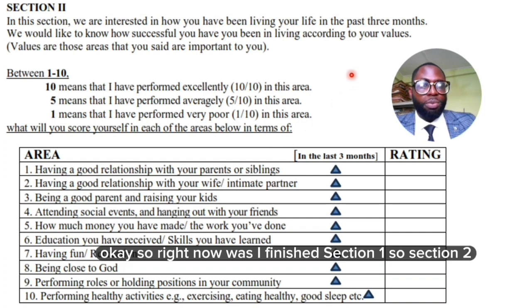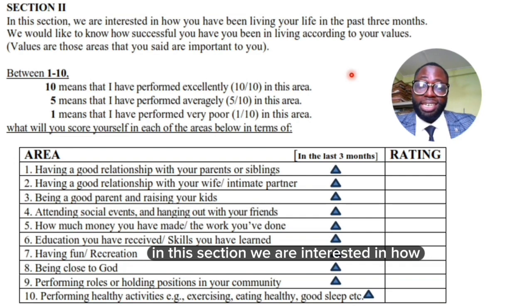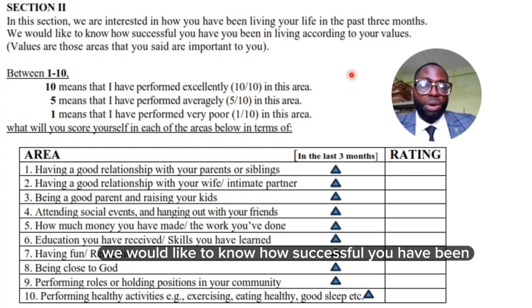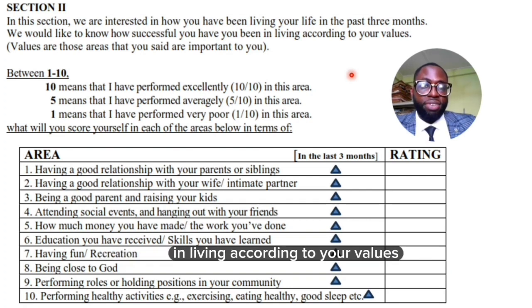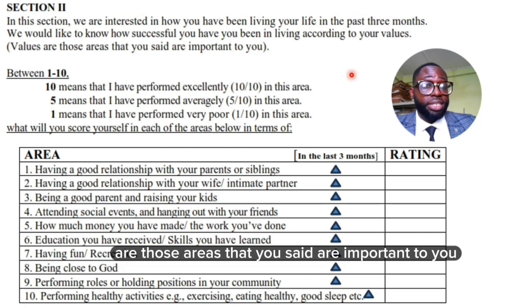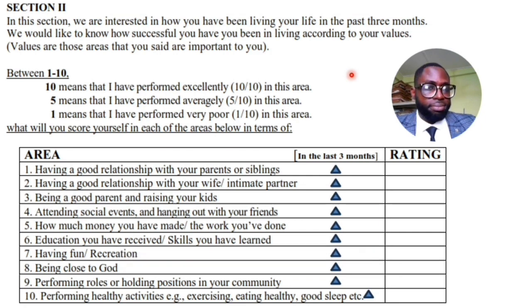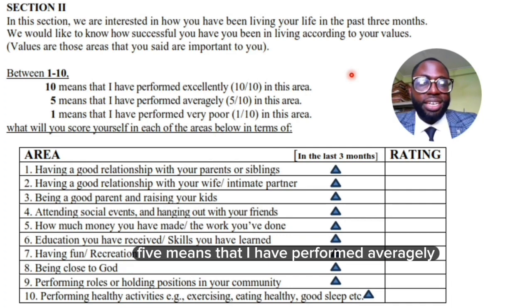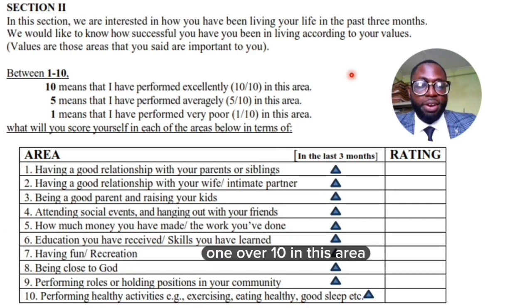Okay, so by now we must have finished section 1. So section 2. In this section, we are interested in how you have been living your life in the past 3 months. We would like to know how successful you have been in living according to your values. Values are those areas that you said are important to you. Between 1 to 10, 10 means that I have performed excellently, 10 over 10 in this area. 5 means that I have performed averagely, 5 over 10 in this area. 1 means that I have performed very poorly, 1 over 10 in this area.